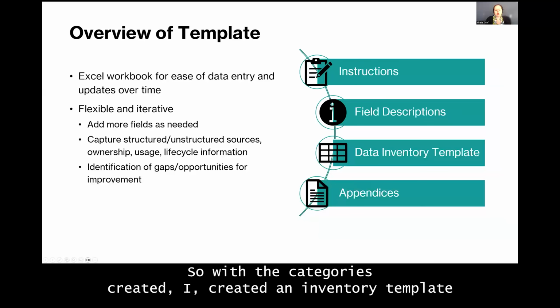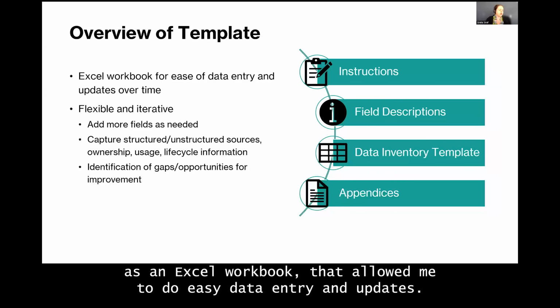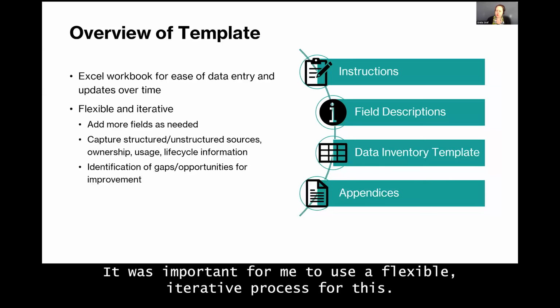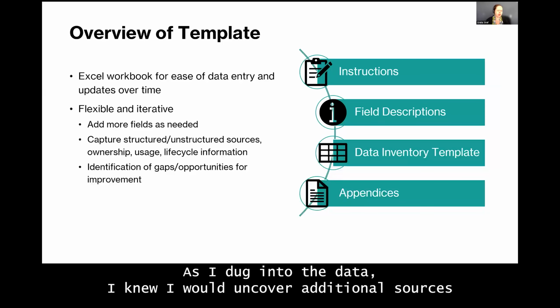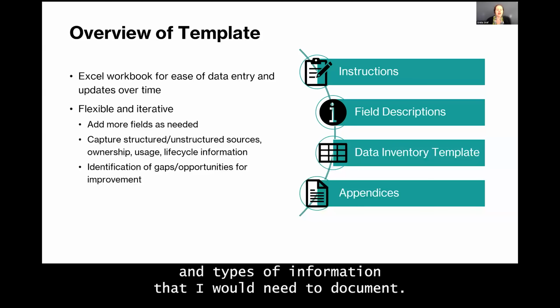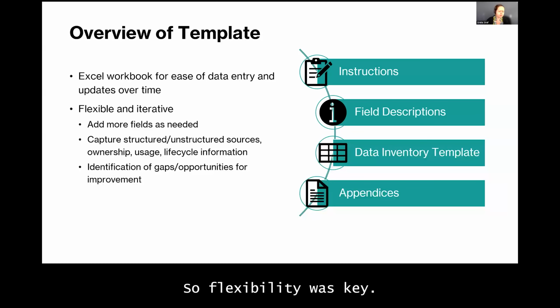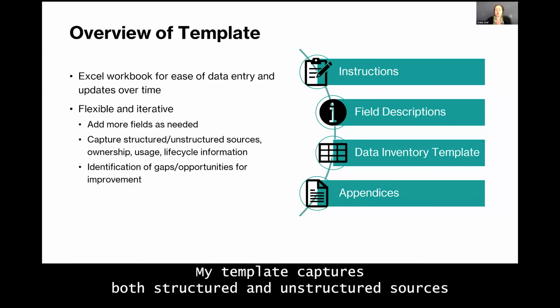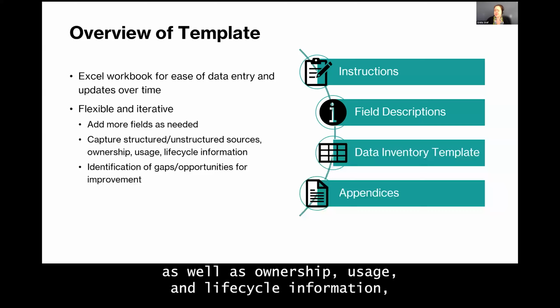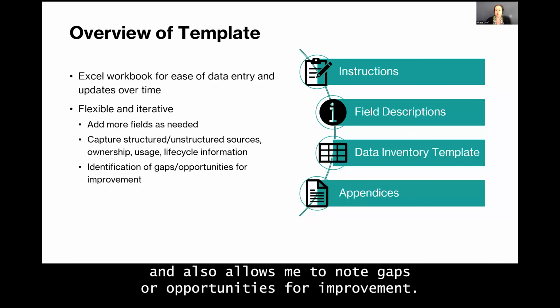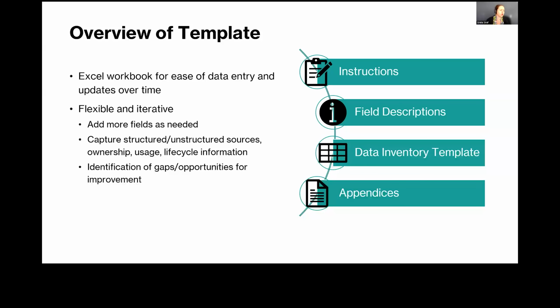So with the categories created, I created an inventory template then as an Excel workbook that allowed me to do easy data entry and updates. It was important for me to use a flexible iterative process for this. As I dug into the data, I knew I would uncover additional sources and types of information that I would need to document. So flexibility was key. My template captures both structured and unstructured sources, as well as ownership, usage, lifecycle information, and then also allowed me to note gaps or opportunities for improvement.